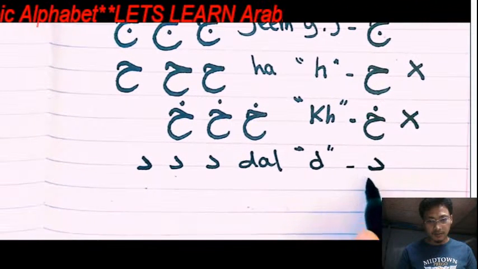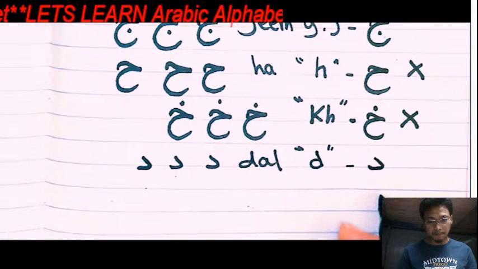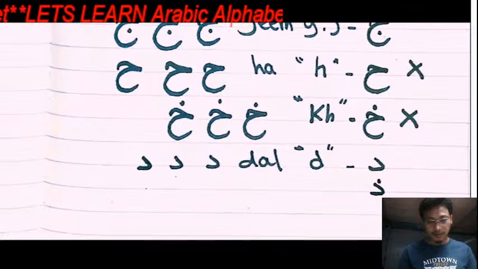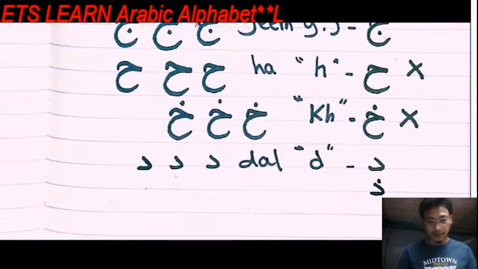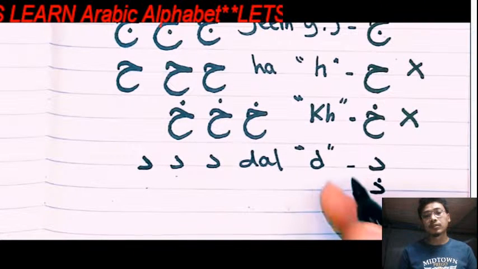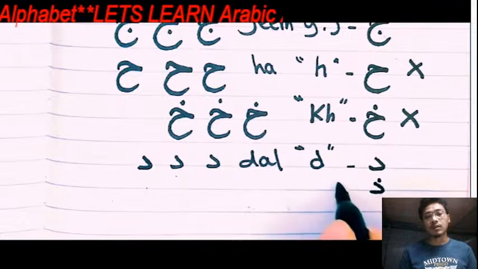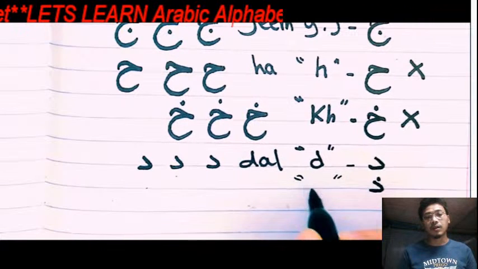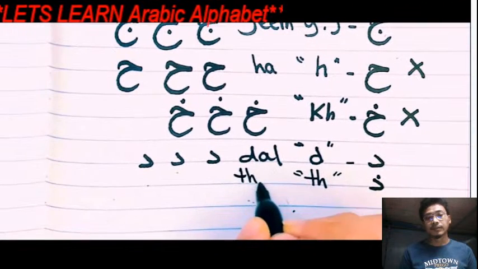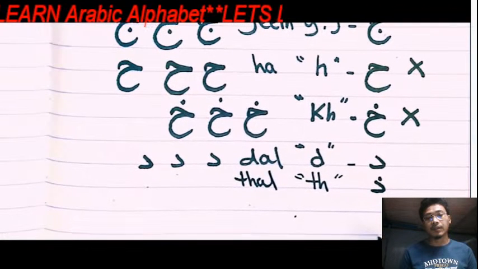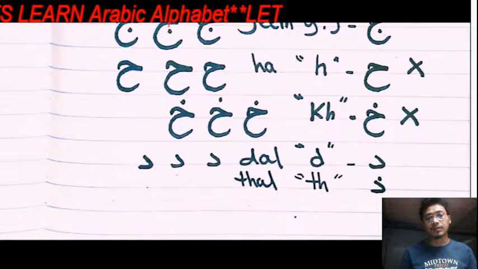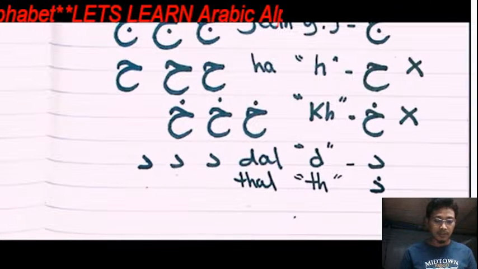And then we have the exact same shape, a dal with a dot. Dhal. I'm going to refer to it as TH because there is an equivalent sound to it in English, like in this and that. So this is the same sound as the dal.